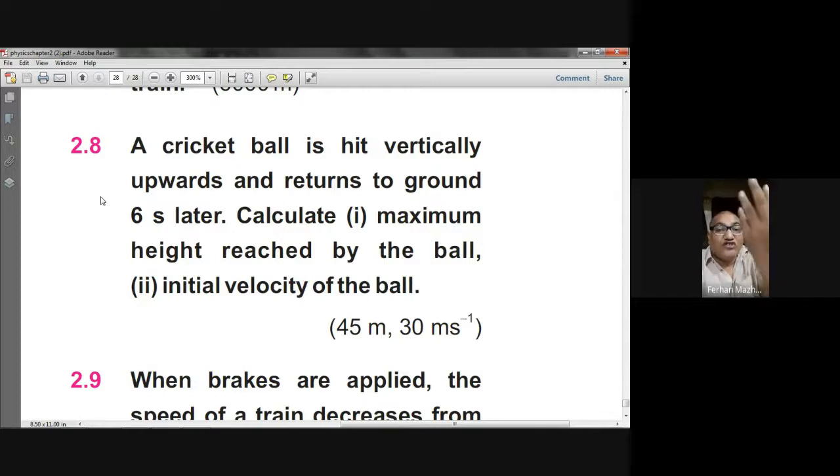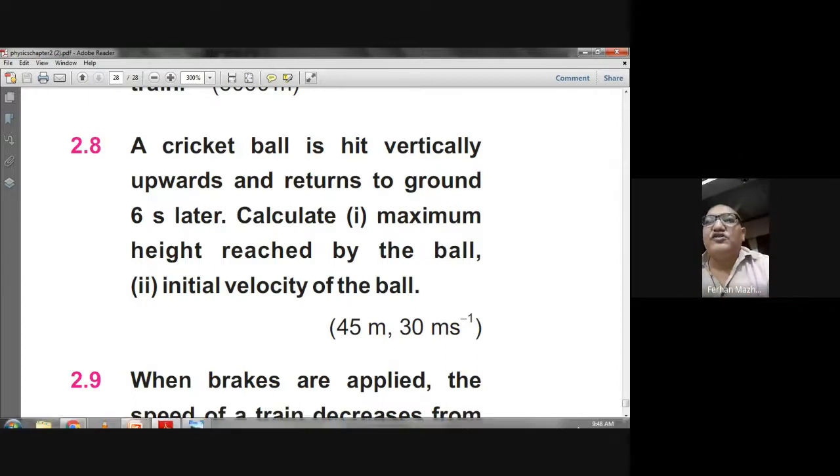So when you launched it upward, the initial velocity we have to calculate. The time taken is 3 seconds. The acceleration value is minus 10 meter per second square. The final velocity will be definitely zero. So very easy, by applying the first equation of motion, I can find out the initial velocity. Let me show you my work.